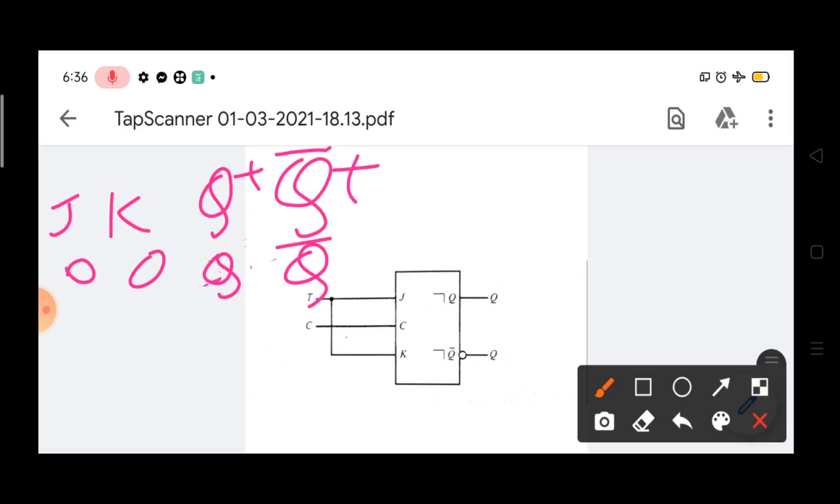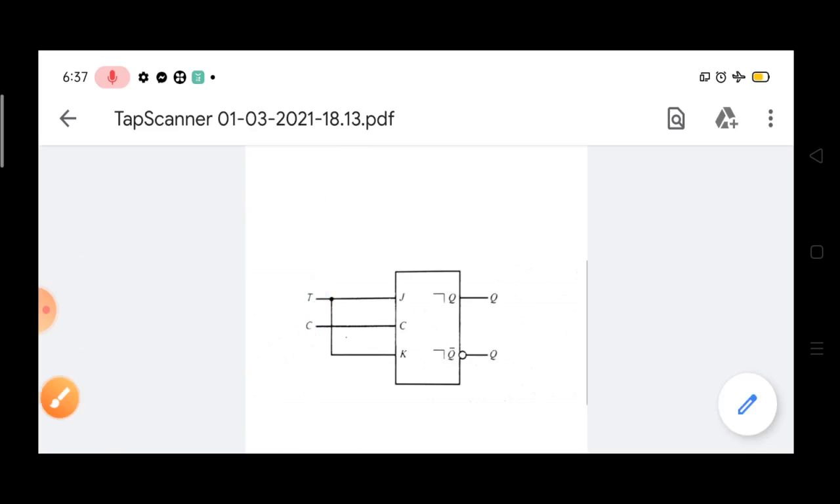Okay, when J is 0, K is 1, output is 0 1. For 1 0, output is 1 0. For 1 1, here it is Q bar, here it is Q. Okay, I'll take you to the function table, just a minute.